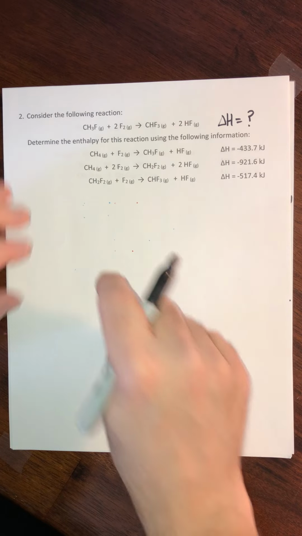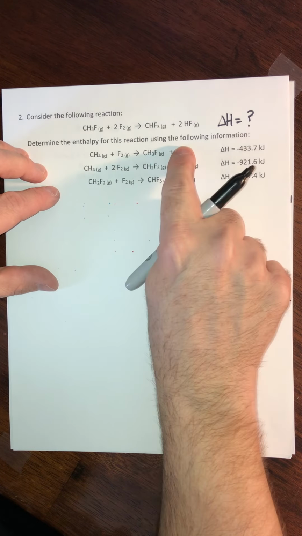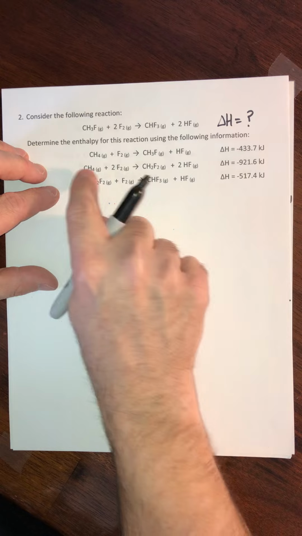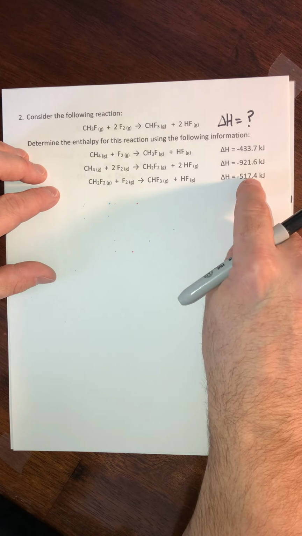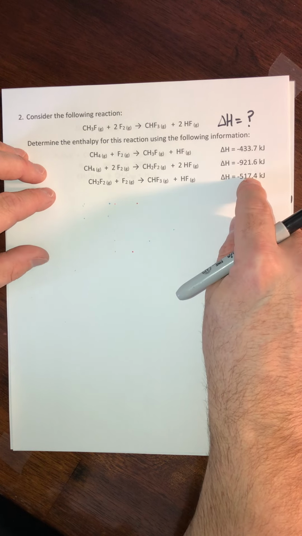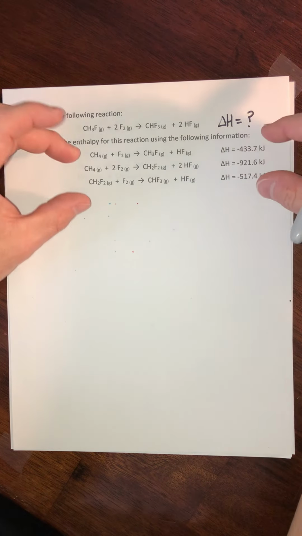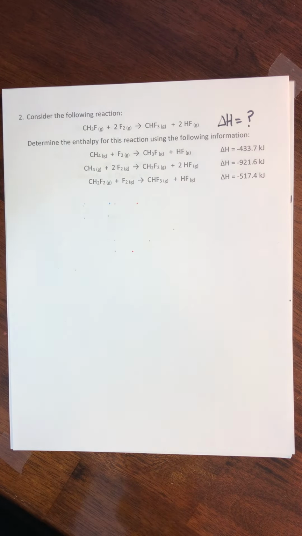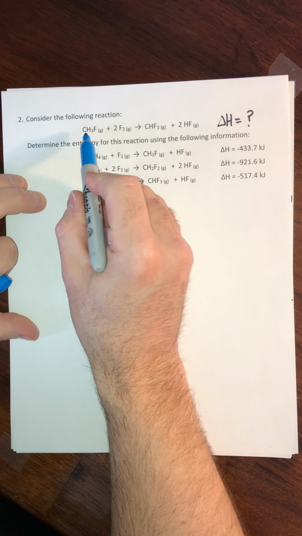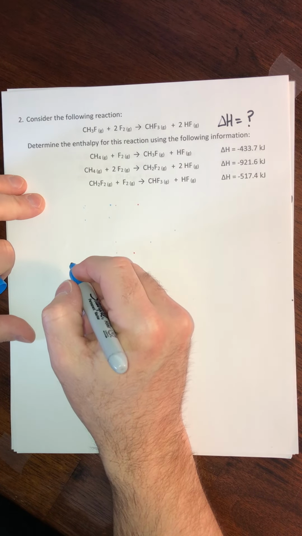Now, there are 3 reactions that have been done. Okay, so this reaction was done and someone measured delta H. This reaction was done, someone measured delta H. This reaction was done and someone measured delta H. And what I'd like to be able to do is add those 3 together to give me this one. Well, let's do what we did the last time. Let's work our way through the different chemicals in the target equation.